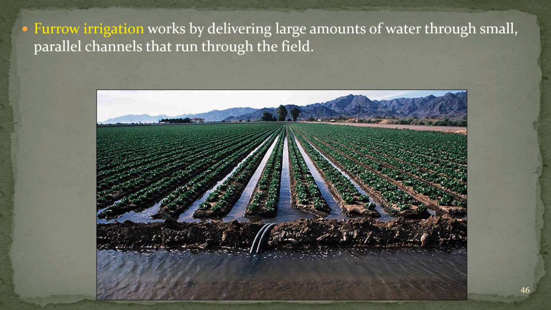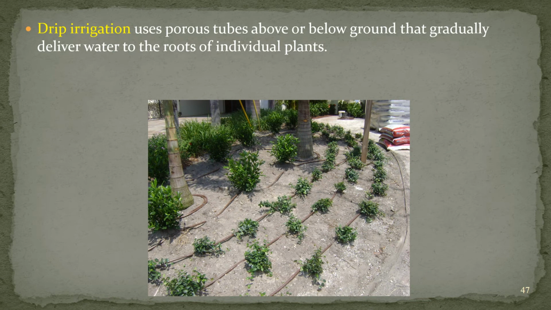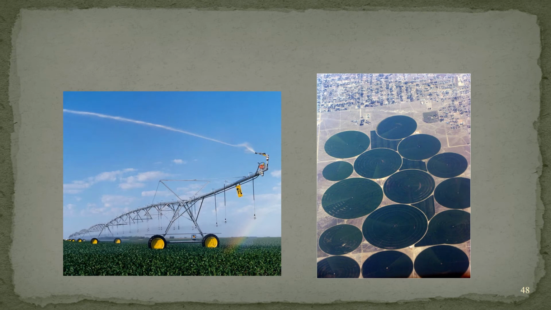Furrow irrigation works by delivering large amounts of water through small parallel tunnels that run through the field, shown in this picture. They're about 40 to 60% efficient, meaning 40 to 60% of the water reaches the plants. Drip irrigation uses porous tubes above or below ground that gradually deliver water to the roots of individual plants. They're 90 to 95% efficient, but they're the most expensive and they require a lot of labor.